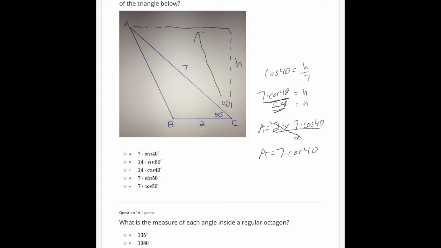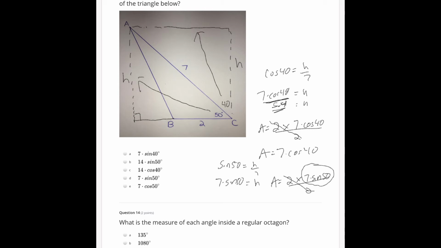And so what we need to try is this other one. Find the height this way. And we'll use 50 for theta, and we'll do sine. So sine 50 equals my height over 7. So my height is 7 times sine 50. All right, so plugging that in, area is my base of 2 times 7 times sine 50 divided by 2. 2's cancel, so my area is 7 times sine 50, which is an answer choice.